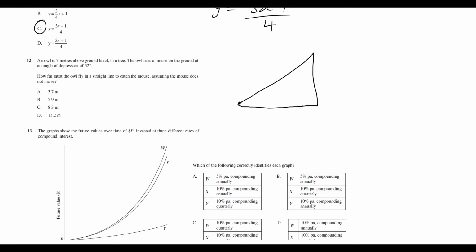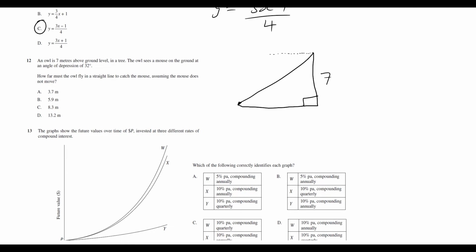We are. So it's a right angle triangle, and we know that the owl is 7 meters above the ground. So we'll say there they are at 7 meters. Now it's an angle of depression of 32 degrees. So we can't forget that an angle of depression and an angle of elevation always begin from the horizontal.